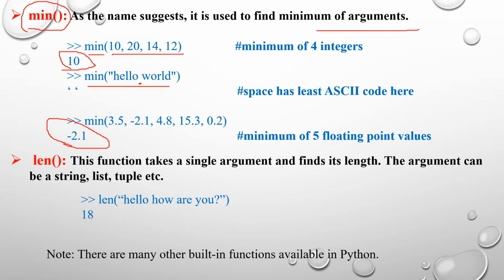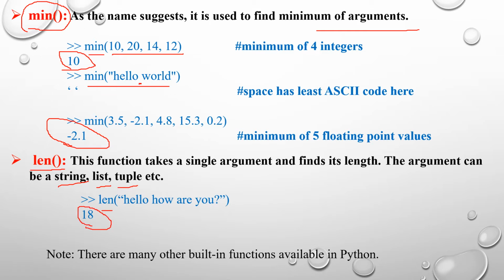So let's consider one more built-in function, len parenthesis. This function takes a single argument and finds its length. The argument can be a string, list, tuple, etc. For example, you take the length of "hello, how are you?" Here the Python interpreter will give 18.